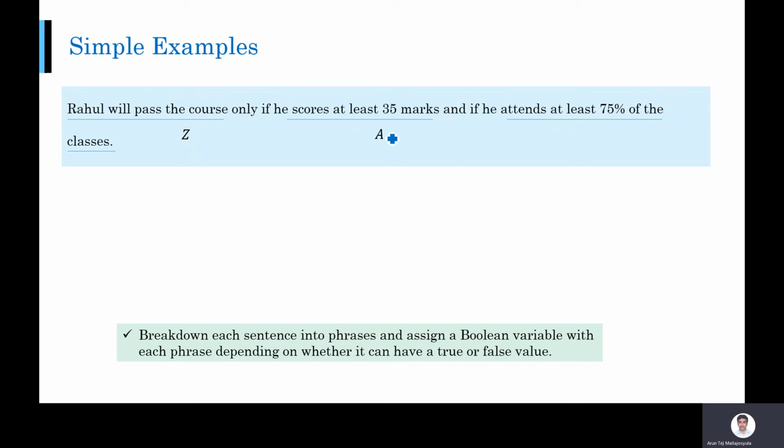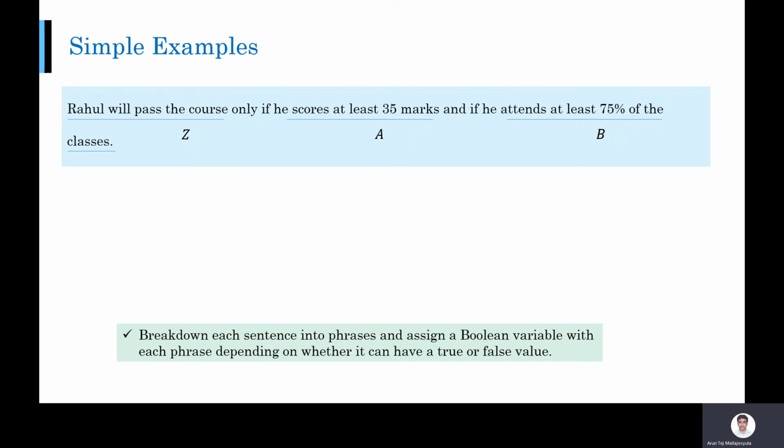The variable I am giving here is A for this phrase. If he scores 35 marks, A is equal to 1. If he doesn't score, A is equal to 0. Similarly, I am giving a variable B to this. If he attends 75% classes at least, B is equal to 1, otherwise it is 0.